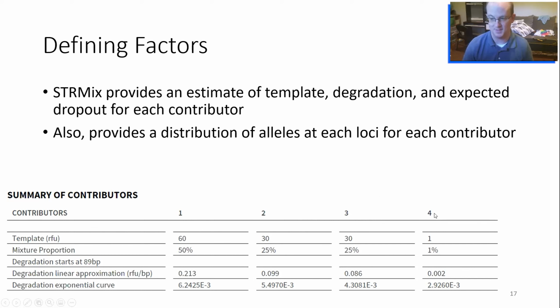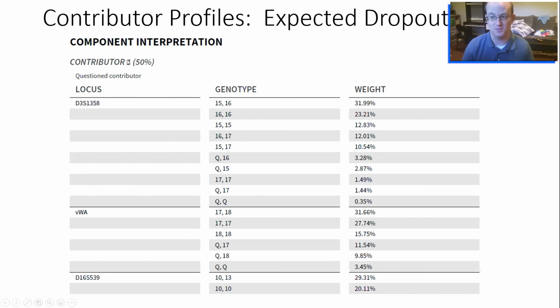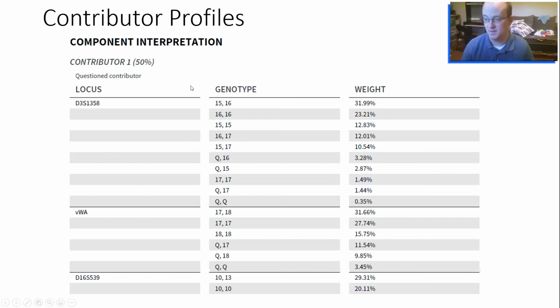Here in this example, it's estimating 4. And then for each of those, it tries to do a deconvolution that estimates the template amount for each of those 4, converts that to a mixture proportion, and gives some information about degradation. It also does a deconvolution in trying to identify what genotype distribution applies to each of the contributors.